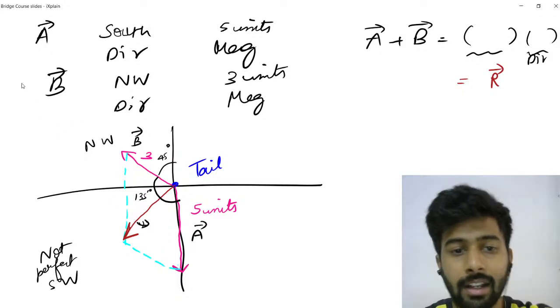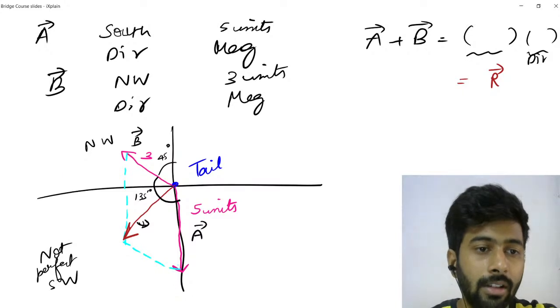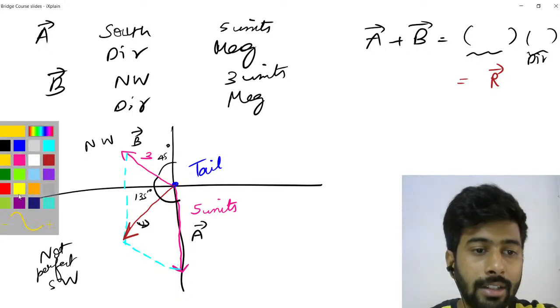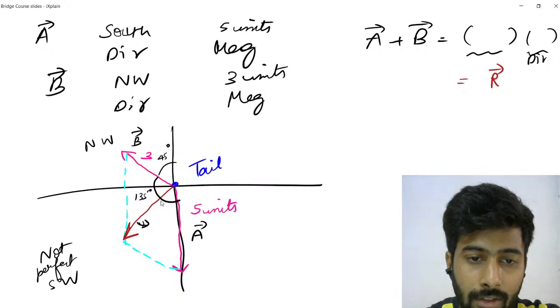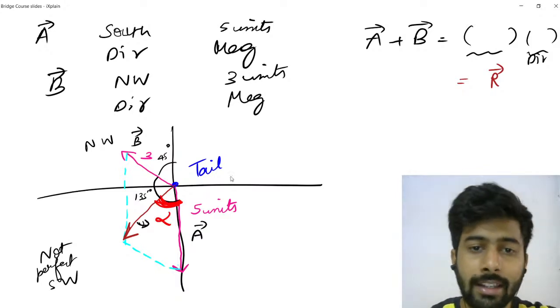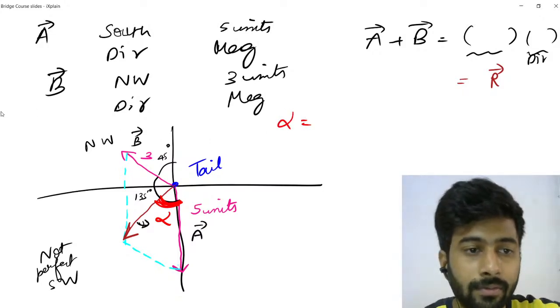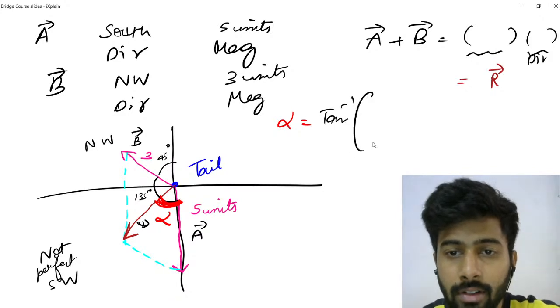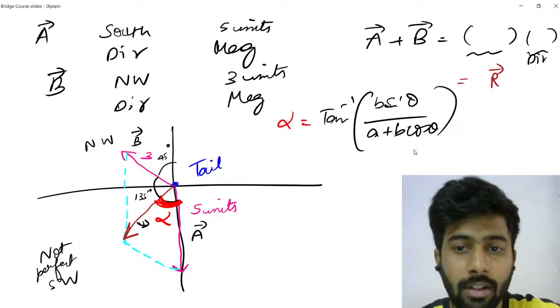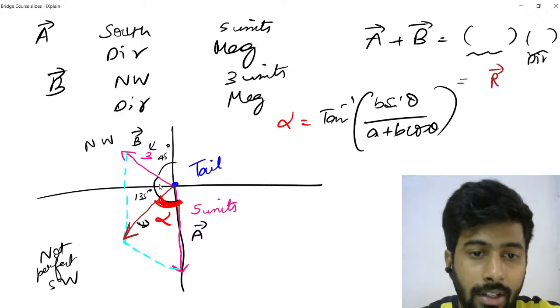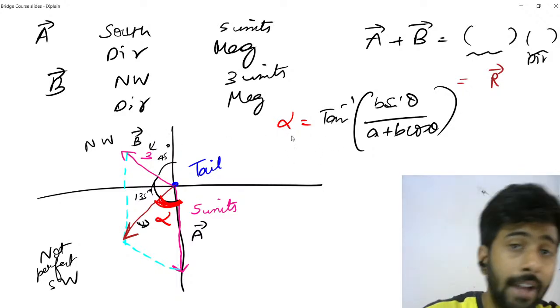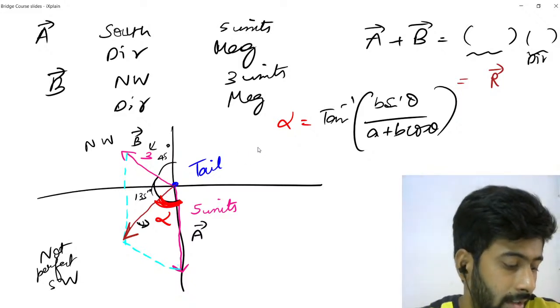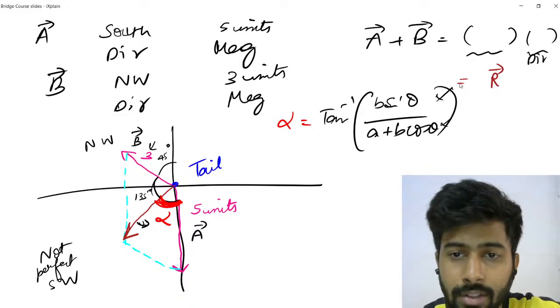And if you want, you can get what this exact angle is. You can get this alpha. Alpha is the angle that this R makes with A. You can get alpha using this formula: alpha is tan inverse of B sine theta by A plus B cos theta. Just now we have derived it. This is your B, theta is 135, so again you need to know the value of sine 135. You will have to substitute those values and then you can get it.